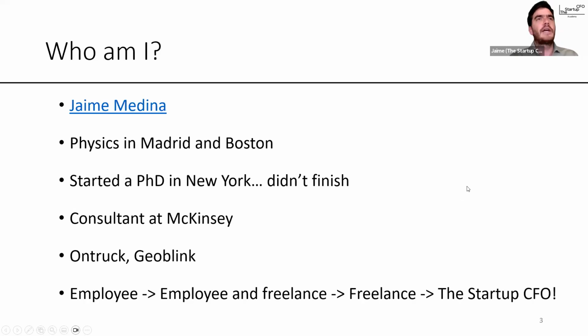So first of all, on the introductions, I'm Jaime. I studied physics between Madrid and Boston. Then actually I started a PhD in New York. If I say that I started it, it is because I never finished it. And then I moved to the corporate world. So I worked as a consultant in McKinsey for almost 2 years. And then is when I moved to startups, already in the finance department. So I started working at OnTrack and JobLink, which are 2 startups from Madrid.